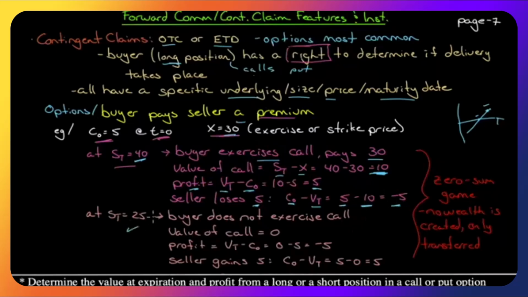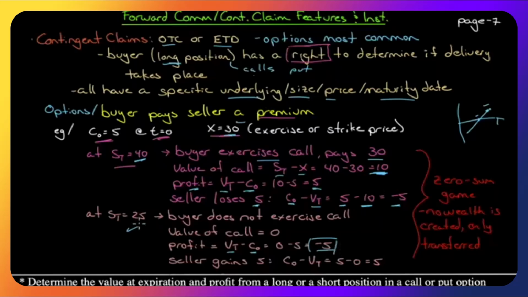What happens at $25? Well, who's going to pay $30 for something that they can buy in the market for $25? Nobody's going to do that. So the buyer does not exercise the call. What's the value of the call? The call is going to have zero value. No one's going to pay anything for a contract to buy something for $30 when you can buy it for $25. It's going to have zero. So what is the profit? It's the value minus the cost of the call. The buyer loses the whole premium.